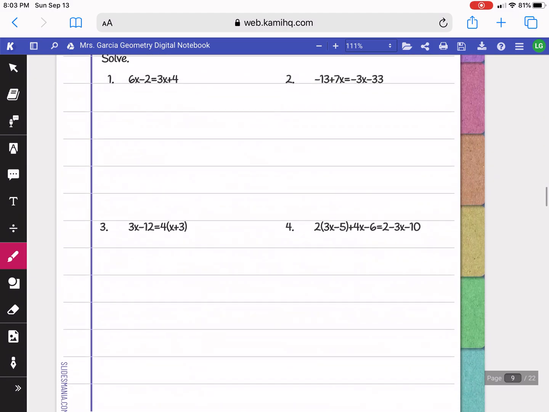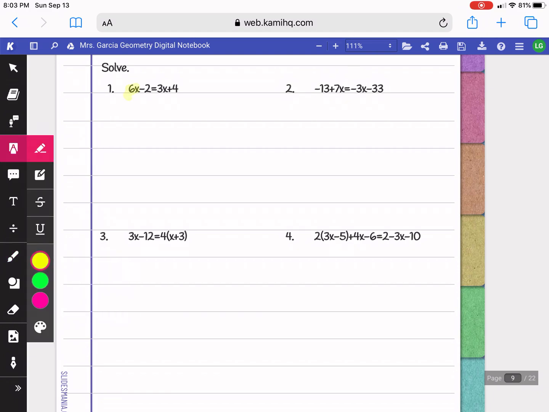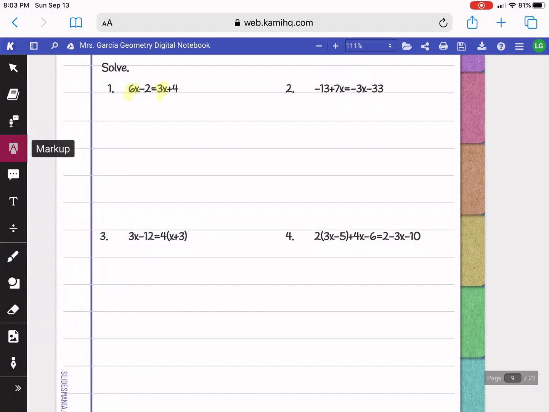So if we look at our first example here, we have 6x minus 2 on one side. That's simplified because you can't combine those. And 3x plus 4 on the other. Again, you can't combine those because one has an x and one doesn't. But we do have variables on both sides. We have a 6x and a 3x. When that happens, you want to undo one of them. I usually undo the smaller variable. So 3 is smaller. So I'm going to undo positive 3x by doing negative 3x. And when you're undoing, what you do to one side, you do to the other.